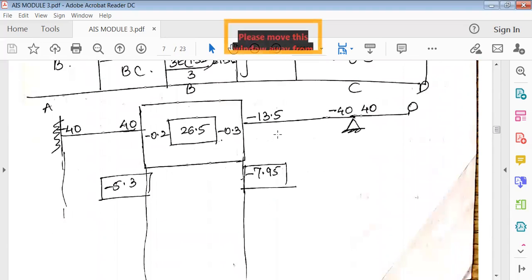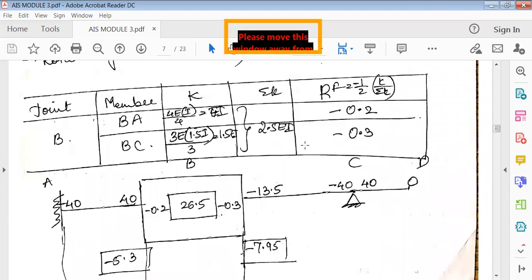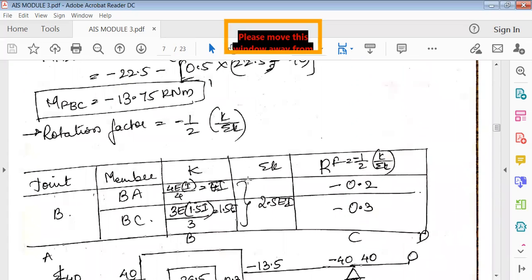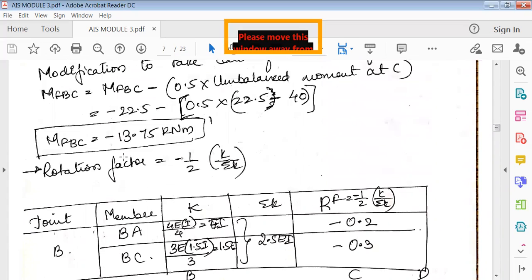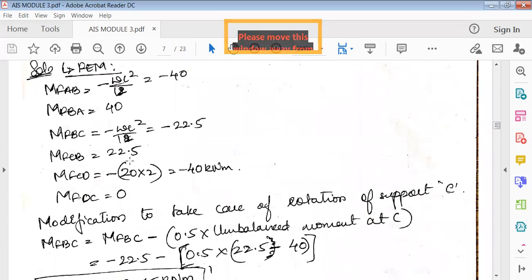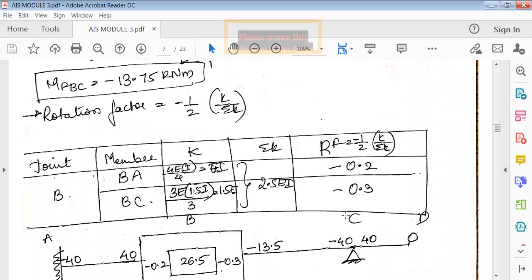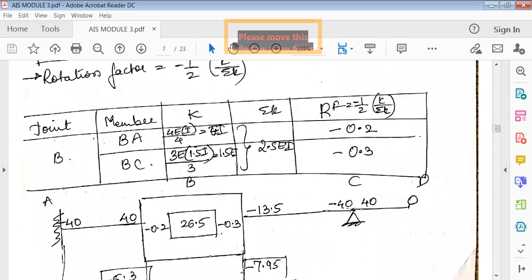So we have to take another moments here. What you have to do here is 22.5, minus 22.5, then add this 22.5 minus 40. Add both of these, so you will get here minus 40. Now to keep it in equilibrium, this minus 40 should be balanced with this plus 40. Only then the moment at this joint will be equal to 0. So ultimately we have to make this joint 0. So minus 40 plus 40, when you add this, it becomes 0.